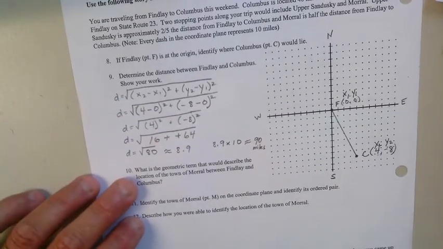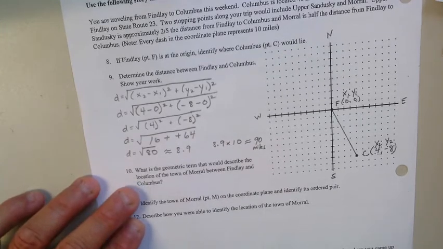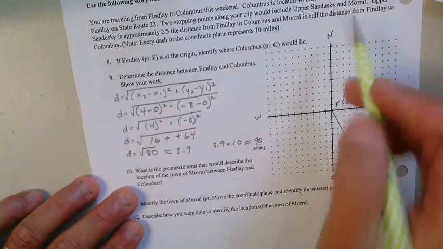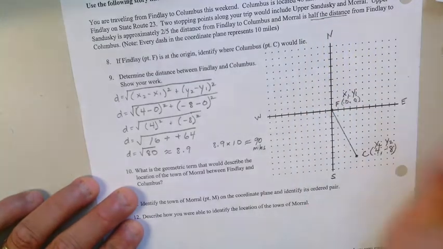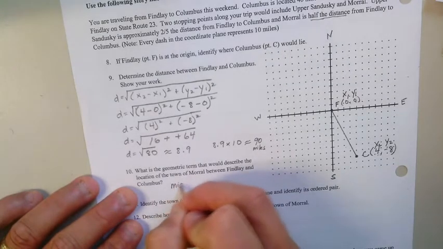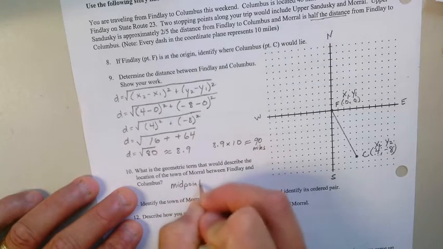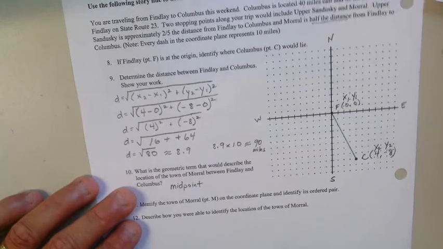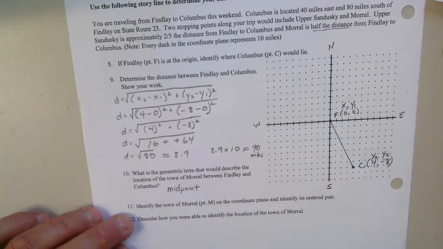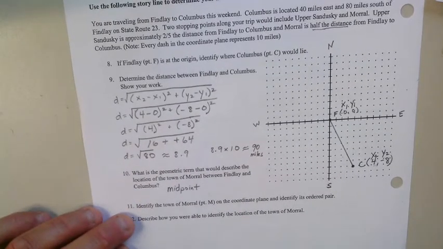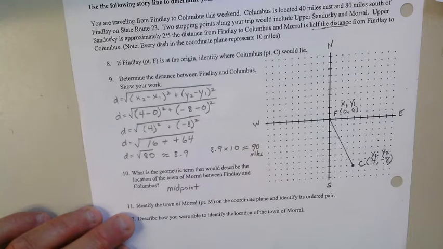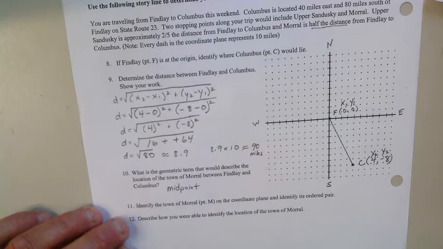What is the geometric term that would describe the location of the town of Morrill between Findlay and Columbus? Okay, now remember, Morrill is half the distance. What's the geometric term for half the distance? That would be midpoint. Okay, the midpoint would be half the distance there. Identify the town of Morrill, M, on the coordinate plane and identify its ordered pair.